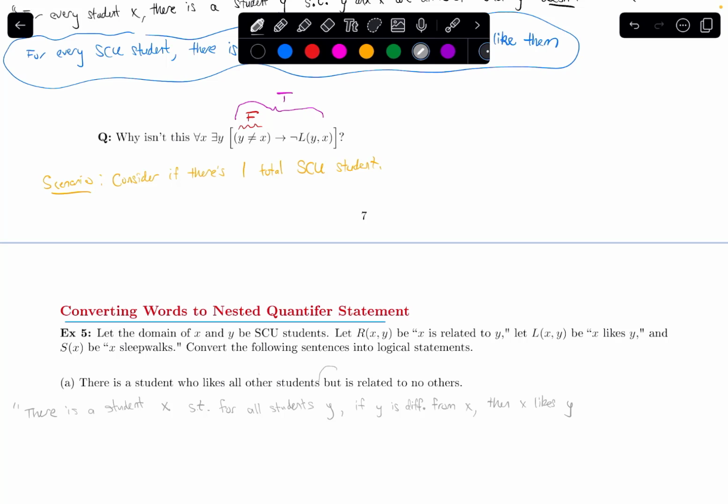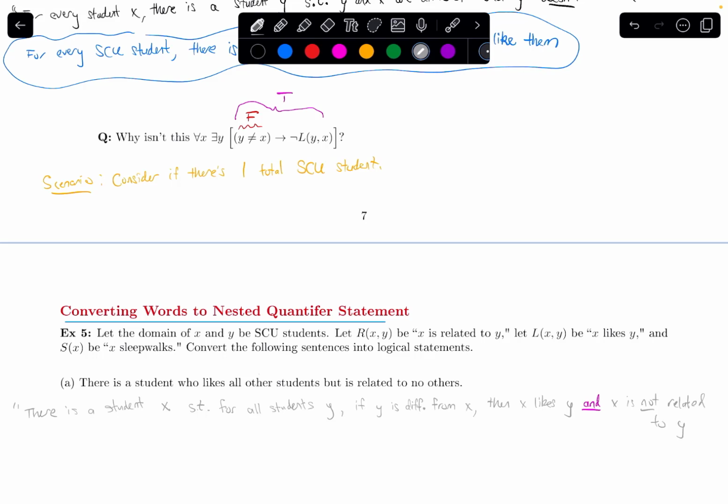Another way to express the word but is to use the word and, actually. They mean the same thing in terms of logic. Just the word but indicates that the thing that comes before it and the thing that comes after it are contrasting one another. They're a little bit different from one another. One sounds like a positive thing. One sounds like more of a negative thing because it says the word no here. But it means the same thing as the word and, that both have to happen. So x likes y and x is not related to y.